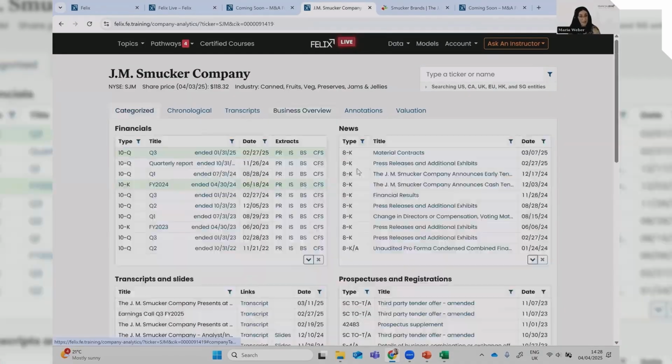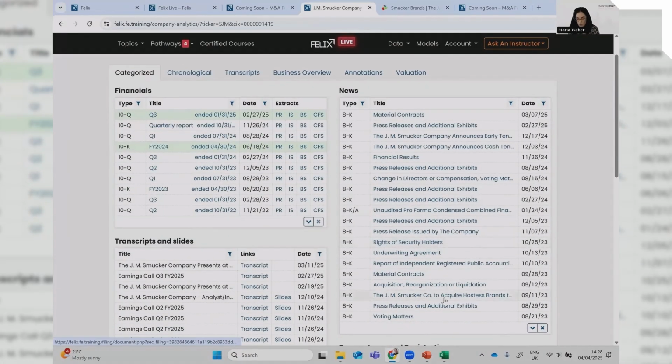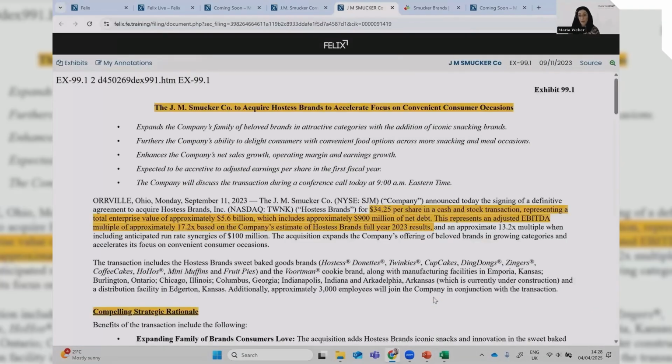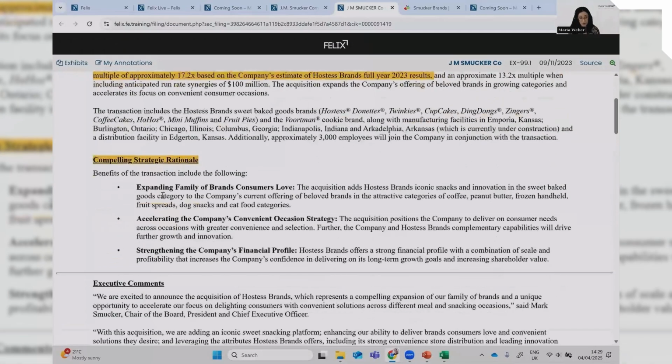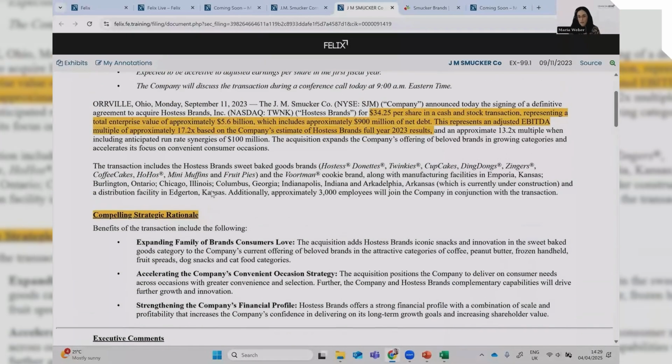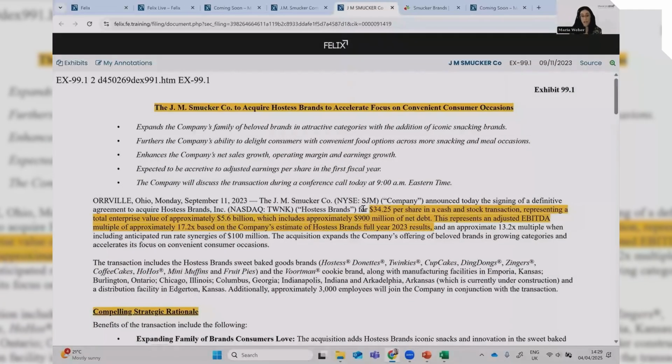So if we look at their press releases, if I just go to when this deal was announced, there we go, J.M. Smucker to acquire Hostess Brands. Let's look at some of the language that's used, some of the things that we are looking at. So first of all, there's lots of strategic reasons for them wanting to buy this, right? So the compelling strategic rationale, okay, we're not looking at that in detail now, but they are buying Hostess Brands for $34.25 per share. And they're financing this using a mixture of stock and cash.